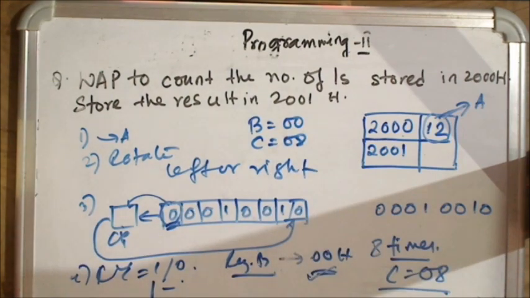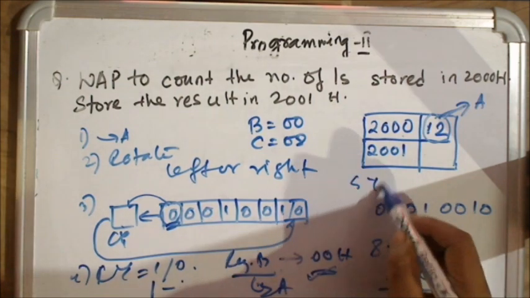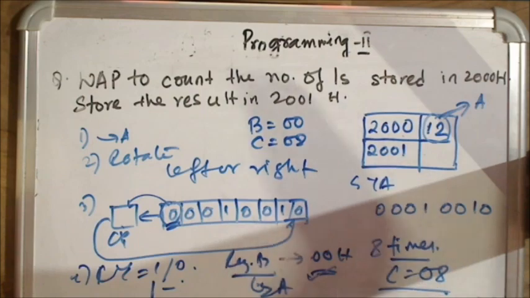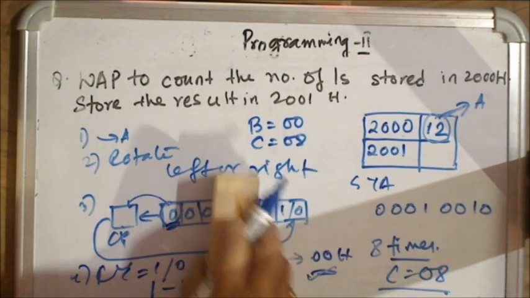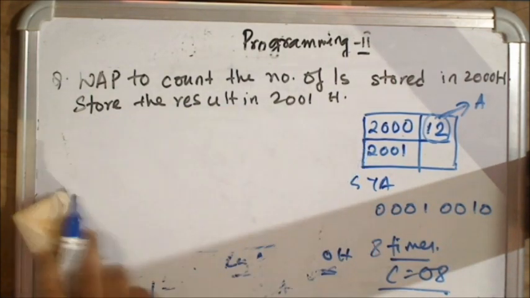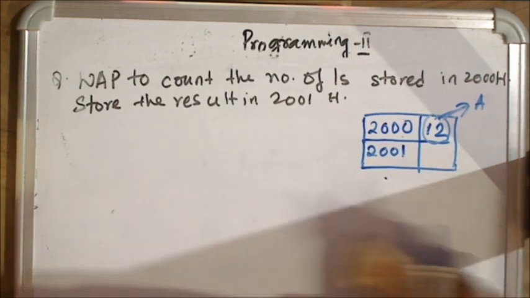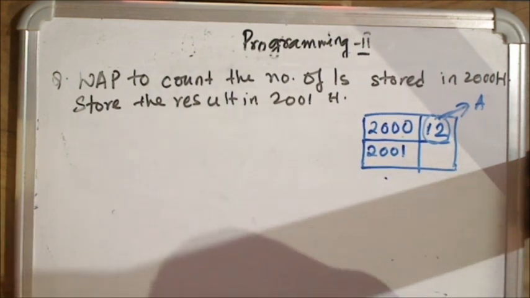So decrement the loop count. Keep doing this in a loop. When the loop breaks, register B will be holding the number of 1s. So from B store it in A, and from A store it in location 2001 using STA. So is the logic clear? Now let's write the program and then we will finish it.